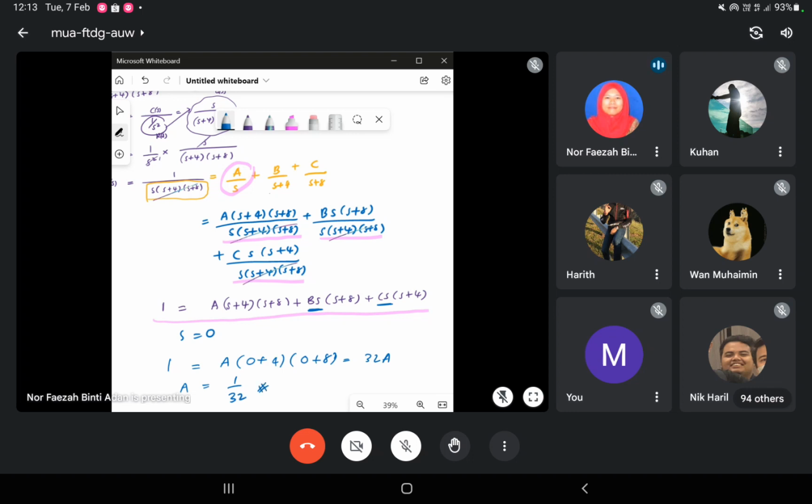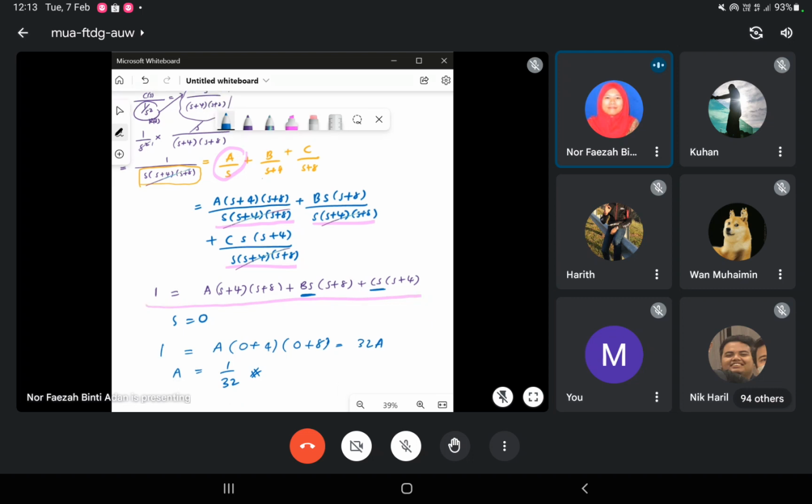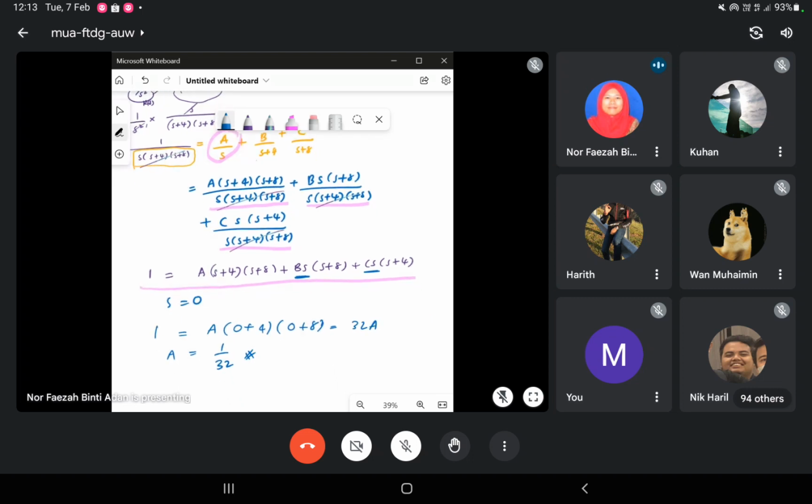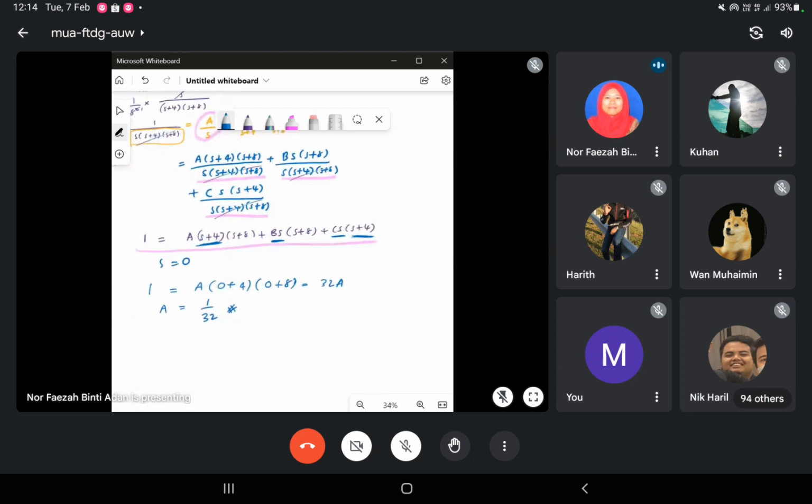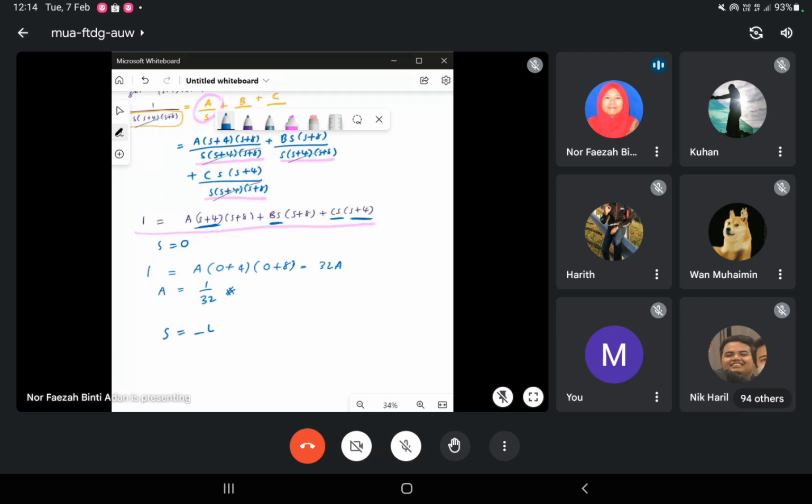Yang tanya tadi, nampak tak? Nampak middle. Okay, so now bila you dah dapat A, next kita tengok dekat term B. Katakanlah kita substitute value of S equals to -4. So kalau ni -4, term A dengan C ni akan jadi kosong. Kalau kita substitute S sama dengan -4, automatic anything with the term S plus 4 akan jadi kosong. So A dengan C tu dah boleh eliminate.